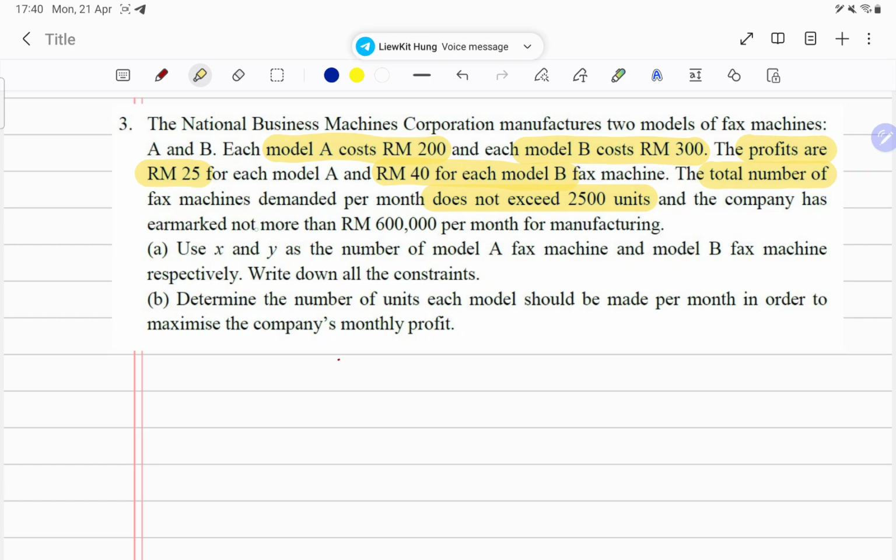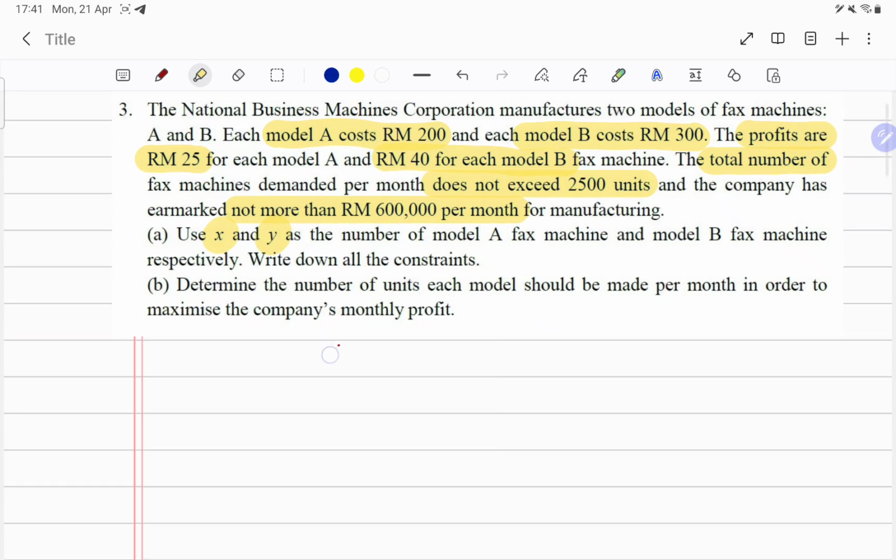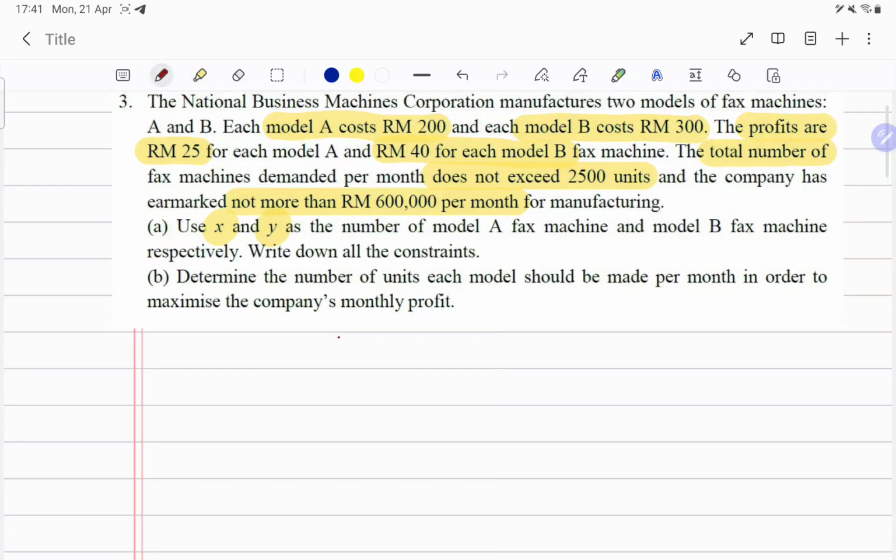So this is like monthly income, no? Okay, not more than 600k. So here they give us the question: use X and Y as the number for model A, which is model A is X, okay, where model A is our X and model B is our Y.